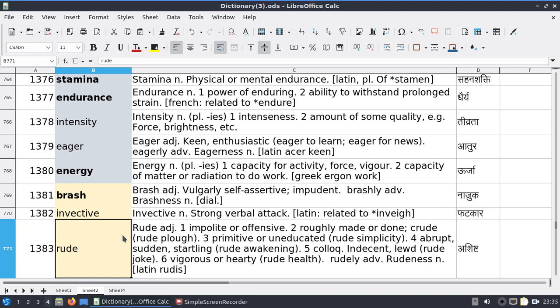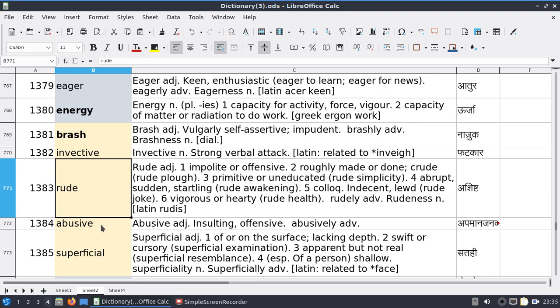Rude. Rude is impolite, offensive. That we know, right? Abusive. Abusive is insulting. It is offensive. Abusive language. Abusive remarks. He became abusive when he was drunk. He was fined for making abusive comments, etc. Abusing relationship, abusing physically, sexually abusive, etc. These are all abusive. Rude comment, rude remark that we had discussed.